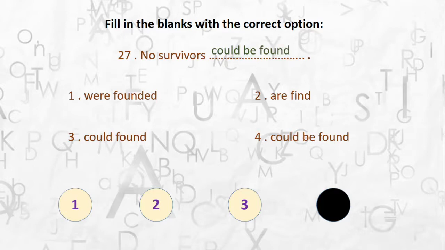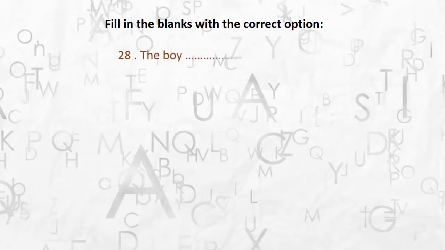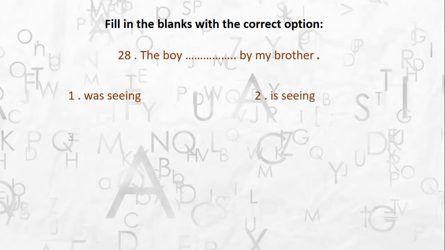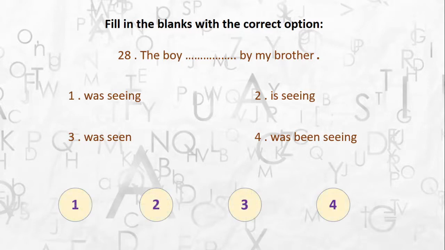Okay, let's move on to question number 28, where we have the boy dash by my brother. The boy was seeing by my brother. The boy is seeing by my brother. The boy was seen by my brother. The boy was been seen by my brother. So which do you think is the right phrase to fit in here? 1, 2, 3 or 4? It is option number 3. Was seen. The boy was seen by my brother.